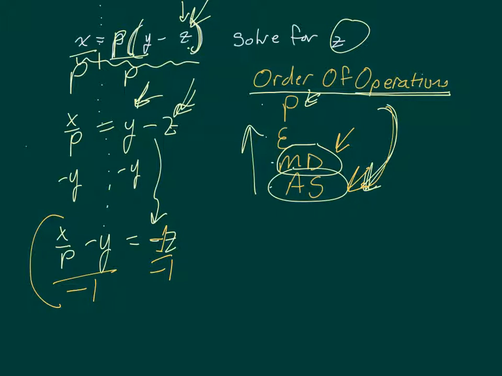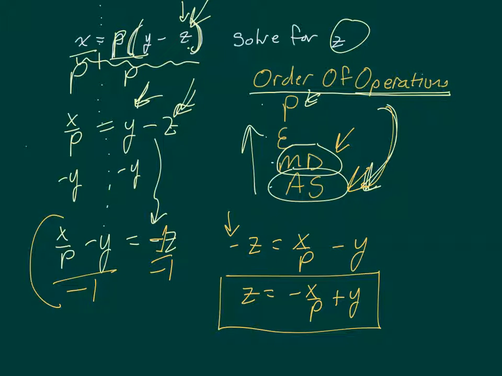What I do think to myself is, if I have a situation where negative z is equal to x over p minus y, it's easier to think that negative 1 has got to go, so I'm going to flip the sign on every part of this. What's positive becomes negative, what's negative becomes positive. So a good answer is z equals negative x over p plus y. And for the record, you could also write that as z equals positive y minus x over p.